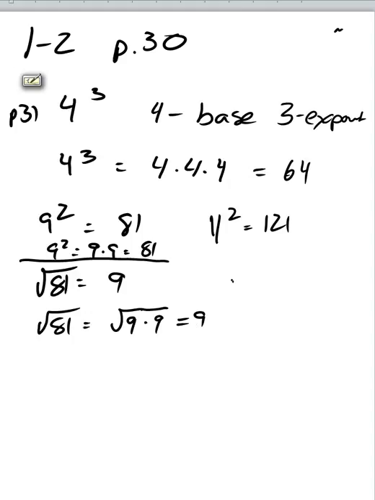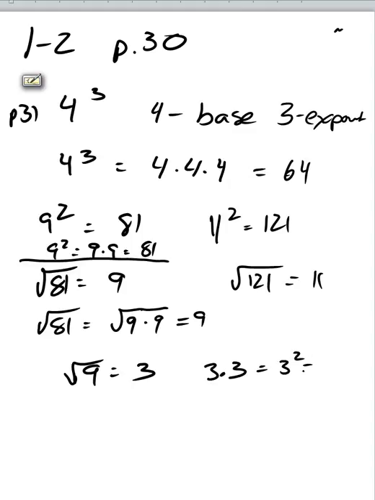Same thing over here too. The square root of 121 is going to be equal to 11, because 11 times itself, 11 times 11, is 121. I want to take this a step further and look at another number. The square root of 9 is 3, because 3 times 3, or 3 squared, equals 9. Those are a couple of pieces that they're talking about. We'll talk more about powers and exponents later on in this unit.